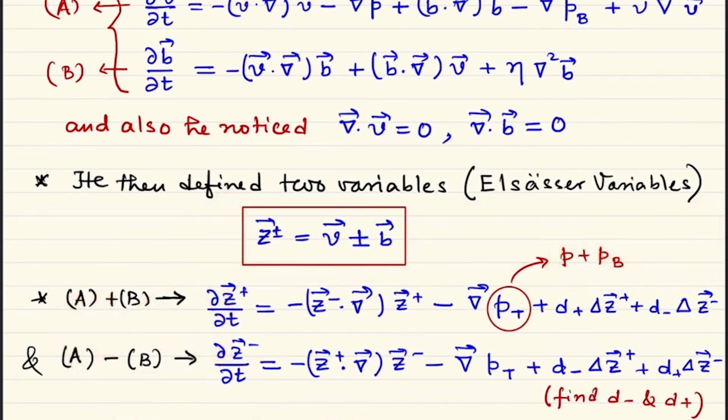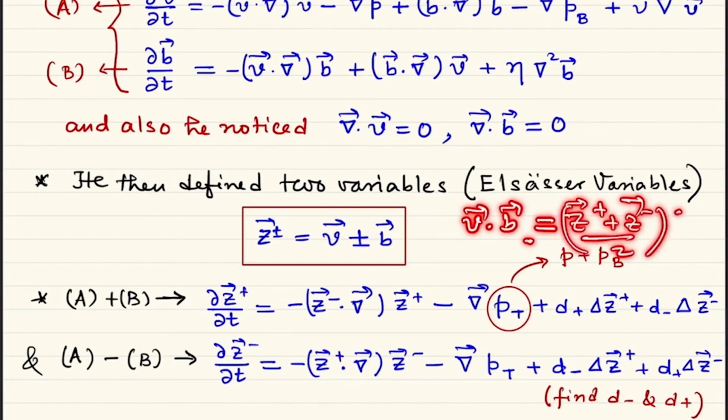In the same way, you can also express the cross helicity density in terms of the Elsasser variables. How? So v is z plus plus z minus by 2, and b is z plus minus z minus by 2, and then you multiply, and you know better than me what would be the expression. Okay, so it will be 1 by 4 z plus square minus z minus square.